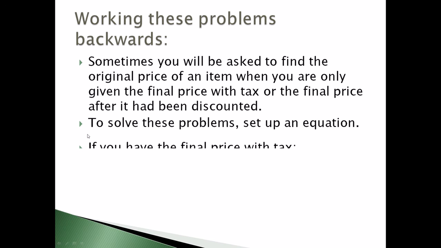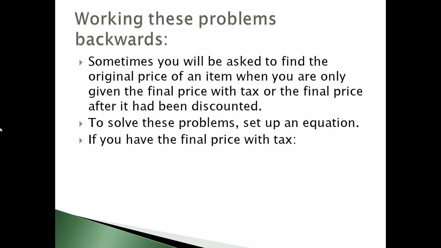To solve these problems, we're going to set up an equation. If the scenario is, here's the final price and my tax, the equation I use is the final price equals 1 plus the tax percent of original cost. What does of mean? Times the original cost. So if I know the final price, I'll put a number here. And if I know the tax, let's say the tax was 5%, I'll write 0.05. So that's 1 plus 0.05 times the original cost.